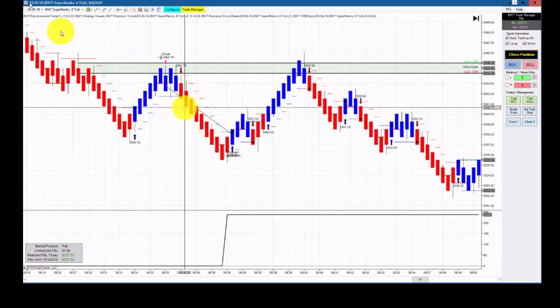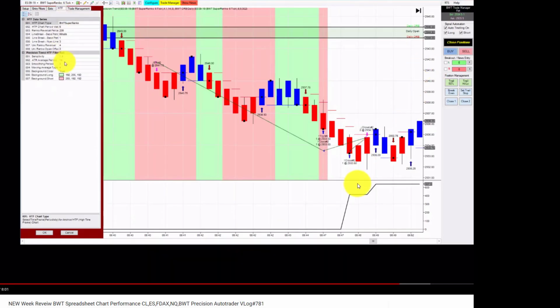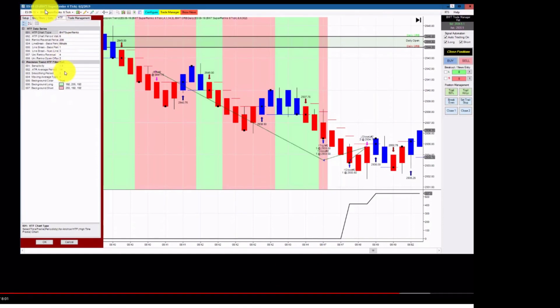Here's another example on an E-mini S&P Super Renko 6 tick chart, and this is from August 2nd. So these are all pretty recent. I'm sure there's a lot more. And here's yet another example, VLog 781, from August 2nd, another Super Renko 6 tick chart. Again, note the time, about 10 minutes after the open.